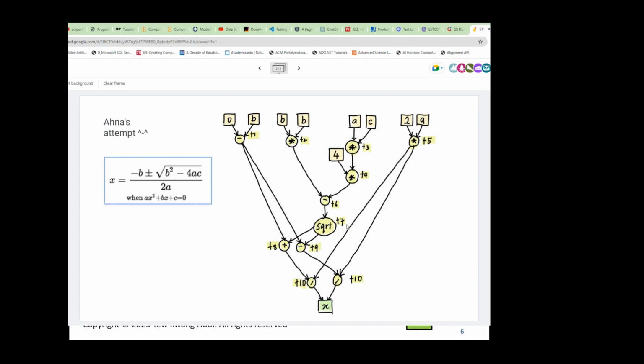Then what she does is she works on the b square minus 4AC part. She takes the result of this T2 and the result of T4. She minuses them, which will give you T6, right? Then after that, she takes the square root. So you see T6, T7. So just follow 1, 2, 3, 4, 5, 6, 7.